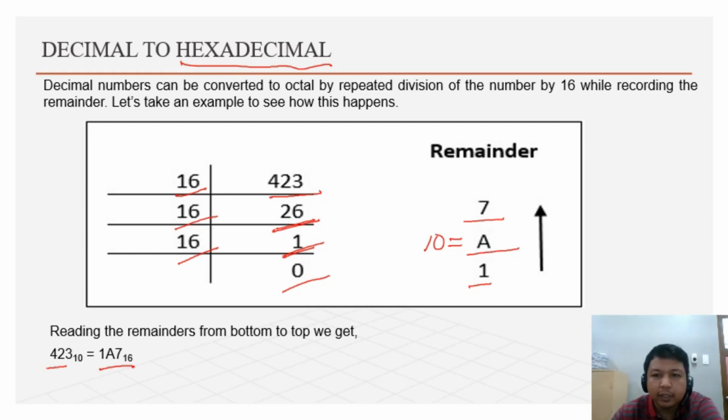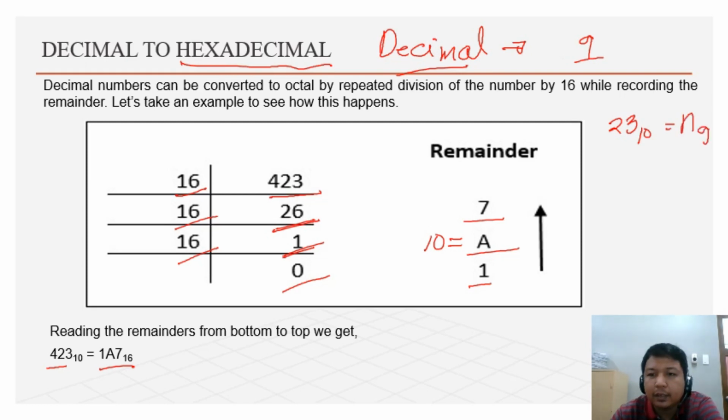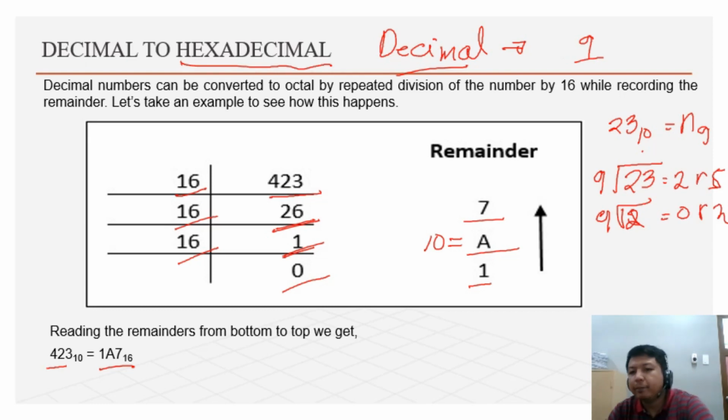Let's repeat. For example, you want to convert a decimal into a base which is not standard, for example base 9. You divide the decimal number by the radix 9. So for example, if we have 23 base 10 and you want to convert it to base 9, we have 23 divided by 9. That is equal to 2, remainder 5. Then we divide 2 by 9, that is 0, remainder 2. So we arrange it: 23 base 10 is equivalent to 25 base 9.